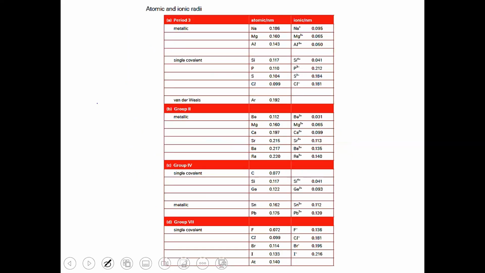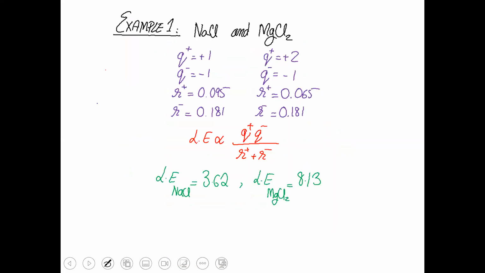Now, these are some random values. These are the data values, not asking for any calculation again. This is actually a sample to understand how it works. Now, I'm comparing sodium chloride and magnesium chloride. You see the charges are +1, -1, so the product will change.